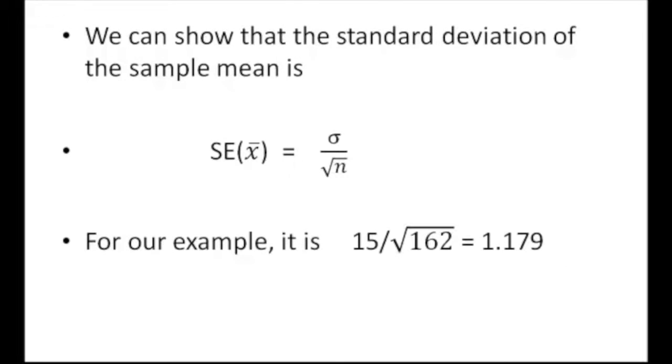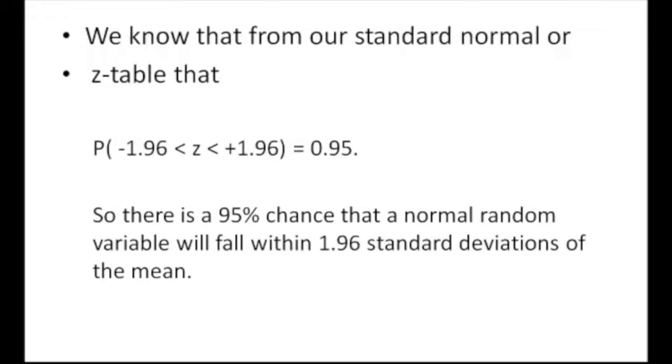We can show that the standard deviation of the sample mean, the standard deviation of x bar, is sigma divided by the square root of n. For our example, it is 15 divided by the square root of 162, or 1.179. We know from our standard normal, or z table, that the probability of minus 1.96 less than z less than plus 1.96 is 0.95. So there is a 95% chance that a normal random variable will fall within 1.96 standard deviations of the mean.